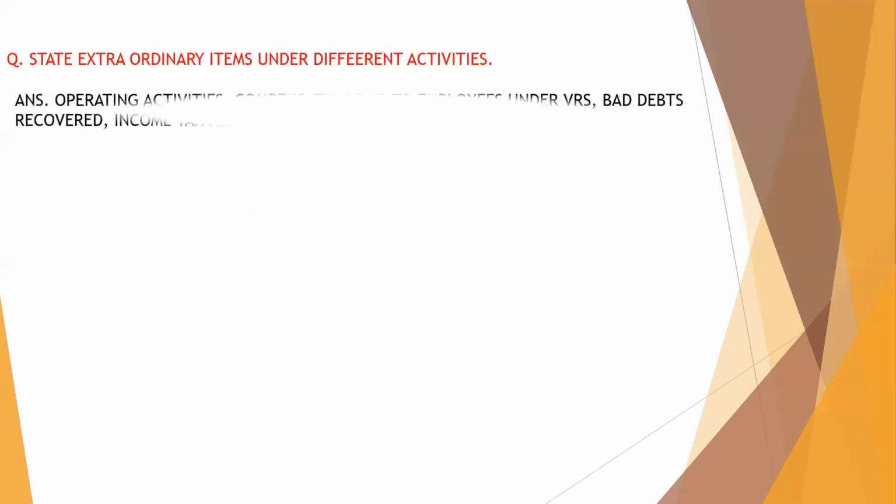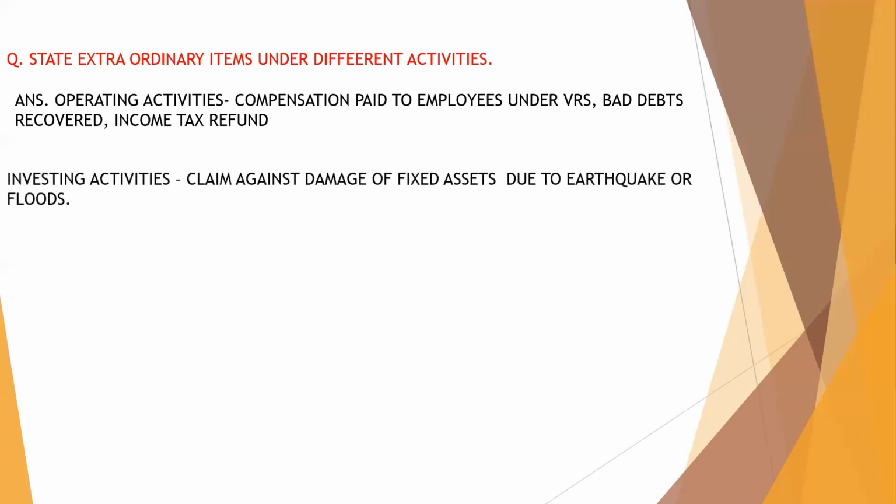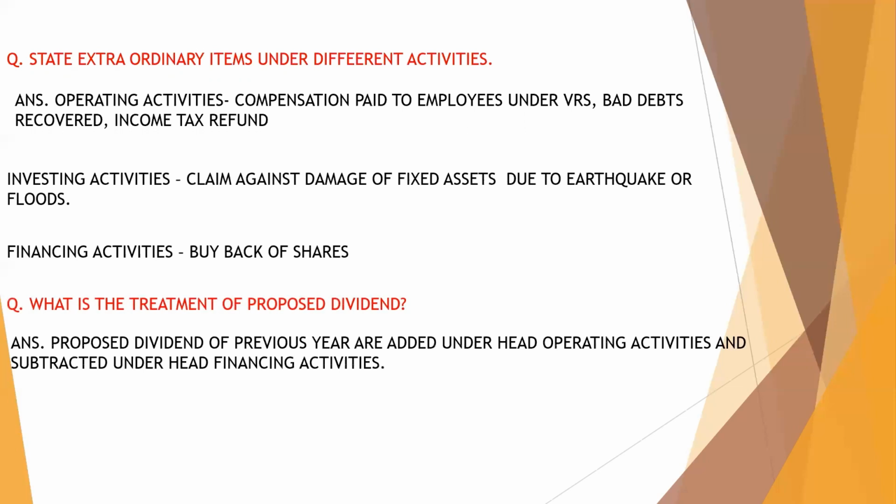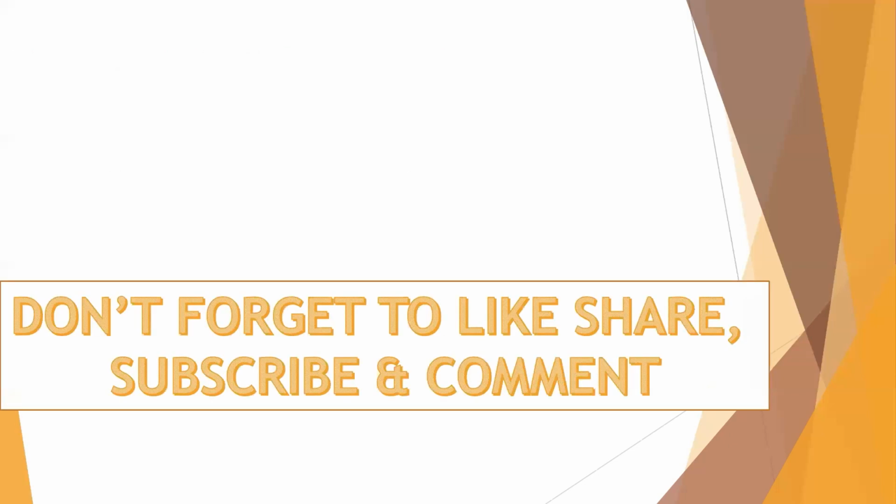State the extraordinary items under different activities. In operating activities we have compensation paid to employees under voluntary retirement scheme, bad debts recovered, income tax refund. In investing activities we have extraordinary item: claim against damage of fixed asset due to earthquake or flood, and in financing activities the extraordinary item is buyback of shares. What is the treatment of proposed dividend? Proposed dividend of previous year is added under head operating activities and subtracted under head financing activities.